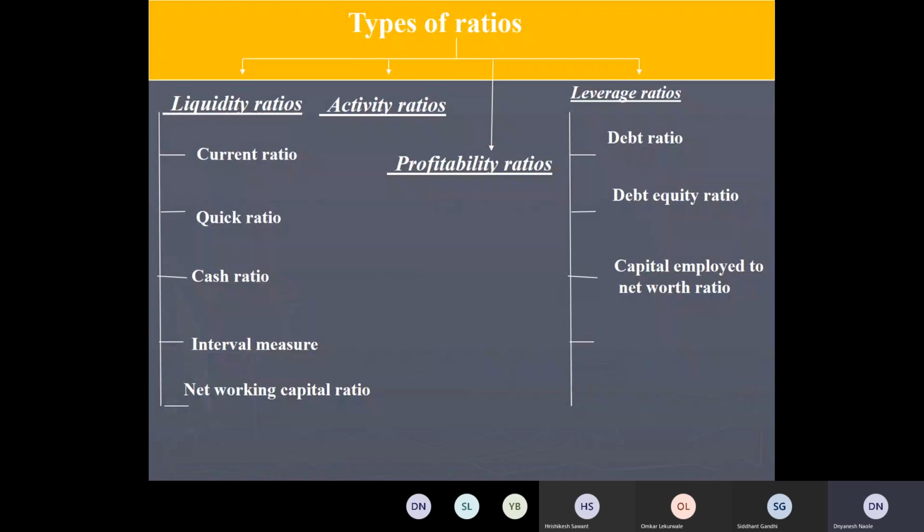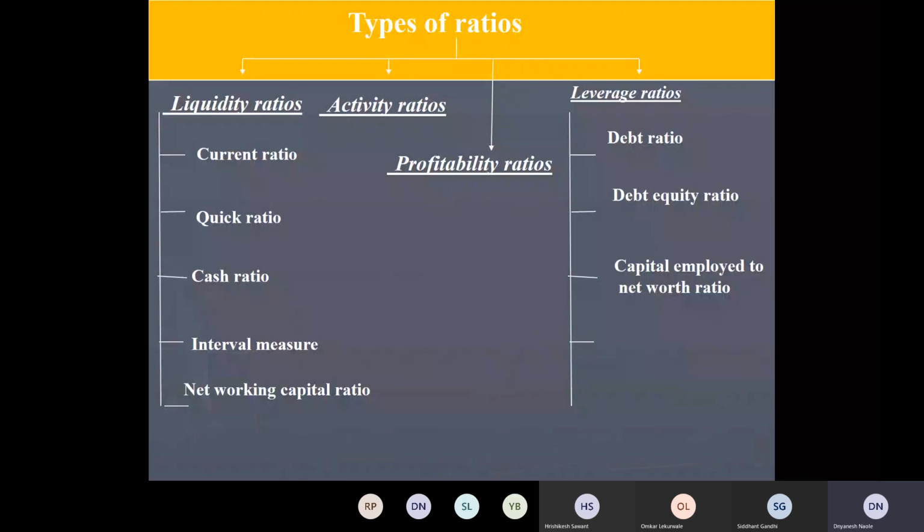Then there are profitability ratios and the leverage ratio. Leverage ratio will tell you the mix: what is the mix of debt and equity used for raising a particular amount of capital which is required. And the profitability ratio measures the overall efficiency of the firm and its profitability.